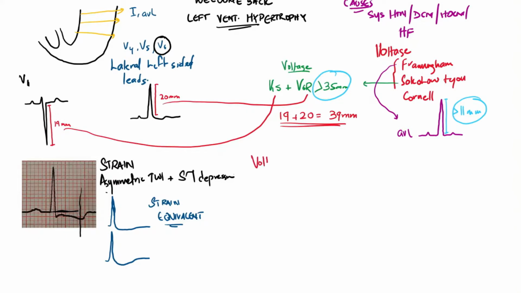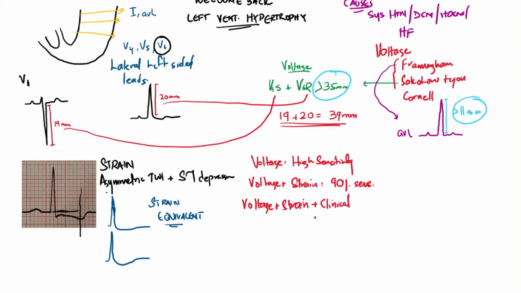Now, one thing I want you to consider when you're interpreting an ECG is that if you take into account only the voltage criteria, yes, it has high sensitivity to diagnose LVH, but if you take into account voltage criteria plus strain, it has a 90% sensitivity of diagnosing LVH on an ECG. But if you take into account voltage plus strain plus the right clinical context, so say it's an 80-year-old with long-term hypertension, then the sensitivity jumps up to even 95%, and you can very confidently say that this ECG is suggestive of left ventricular hypertrophy.